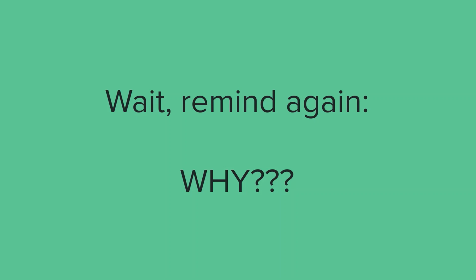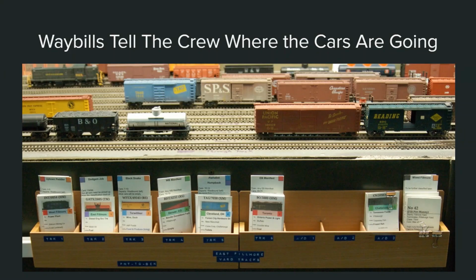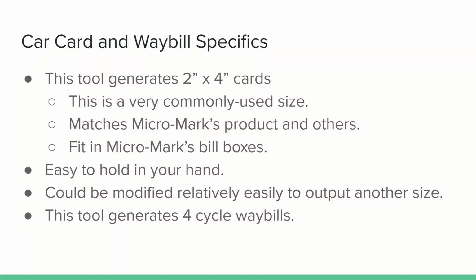But maybe just a quick reminder: why are we doing this? What's the point of all this? Fundamentally, waybills are telling the crew where these cars are going. So if you look at this scene from my work in progress layout here, my main yard, where these boxes are, in my case, there's a box here representing each of the tracks in the yard, and for each of the cars that are sitting on those tracks, you'll see one of these car cards with a waybill in there. That's helping the Yardmaster organize the yard and prepare the train for the crew to take out.